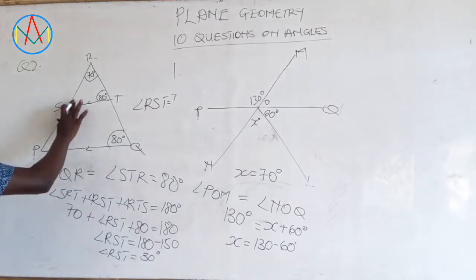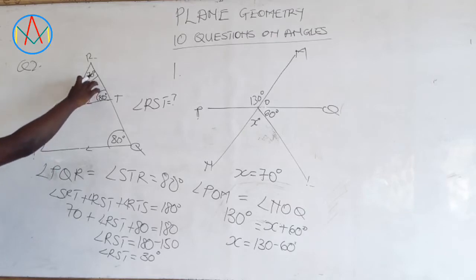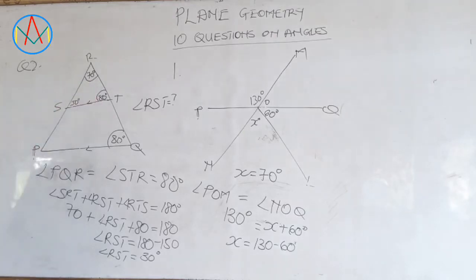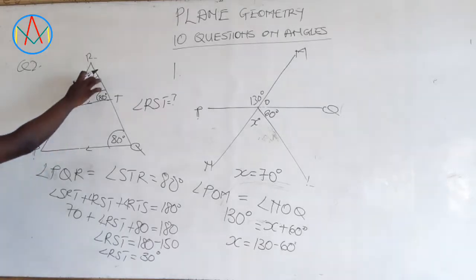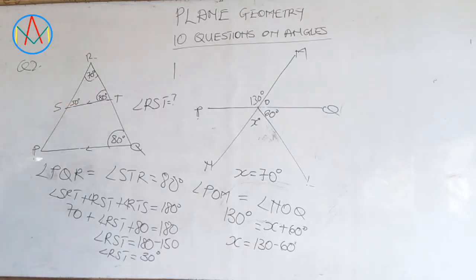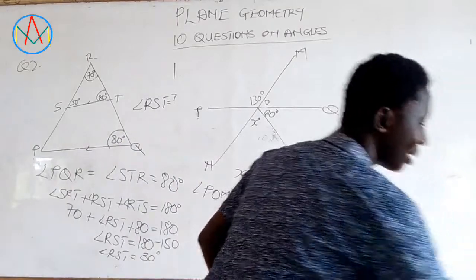So meaning this side is 30 degrees. So when we add this to this and this, we should get 180. So 30 plus 70 is 100 plus 80 is 180. Means that what we had is true. Let's move on to question number 3.